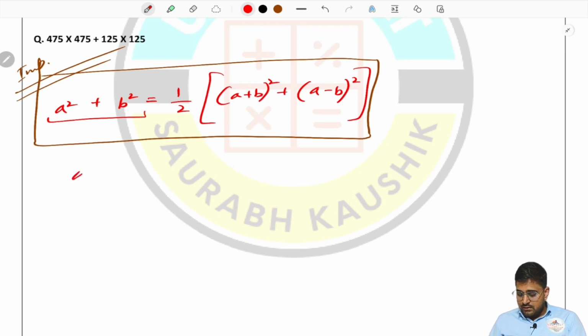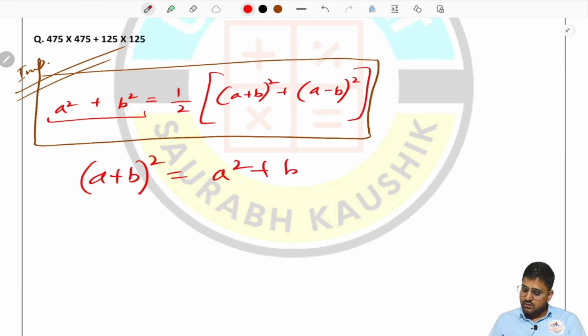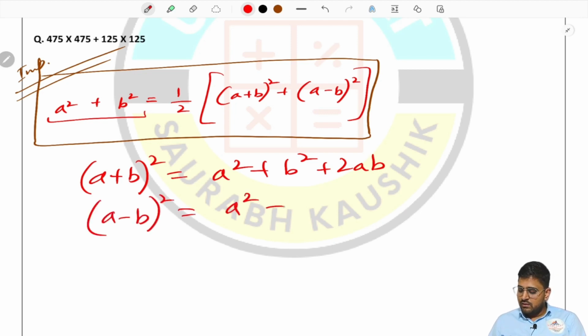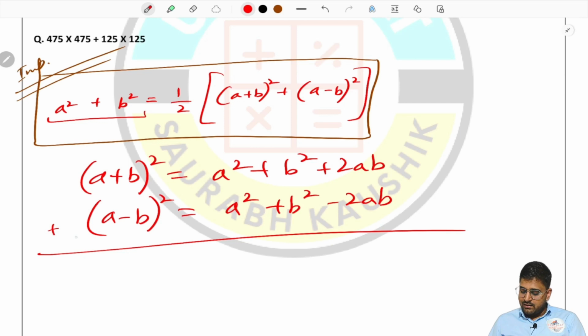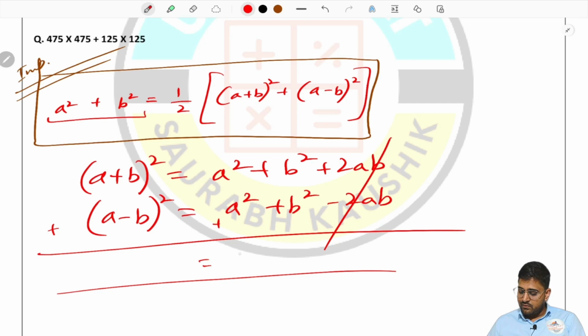As we know, (a plus b) whole square is equal to a square plus b square plus 2ab. We also know that (a minus b) whole square is equal to a square plus b square minus 2ab. What will happen when we add them? Let us see. The 2ab terms get cancelled, and on the right-hand side we have 2 times a square plus b square, because both are plus.